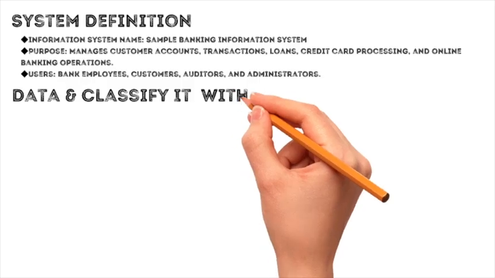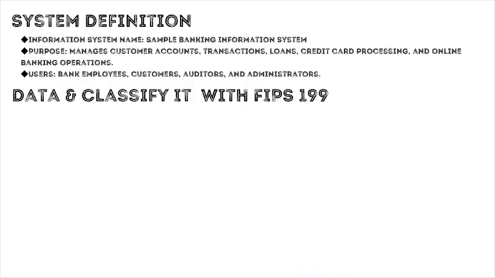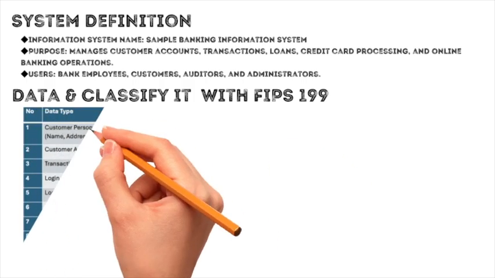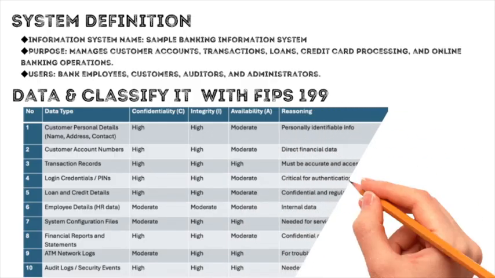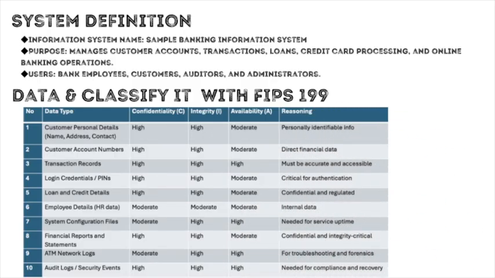According to FIPS 199, every system is categorized based on confidentiality, integrity, and availability, the CIA triad. I classified 10 types of data as follows: customer personal details, high confidentiality, high integrity, moderate availability. Customer account numbers, high confidentiality, high integrity, moderate availability. Transaction records, high confidentiality, high integrity, and high availability.